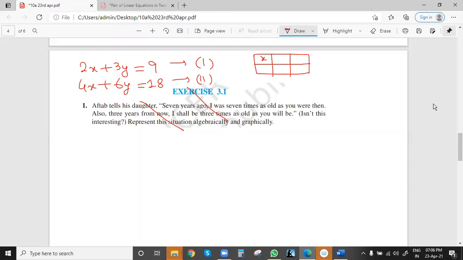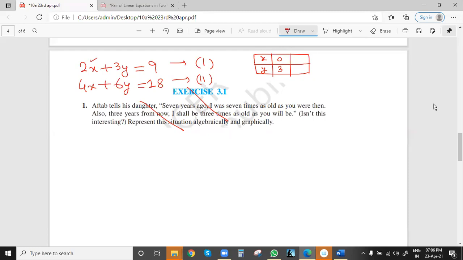So for the first one, x and y, let us take x value 0, because then this term will be 0. So 3y will be 9, so y will be 3. So if you take x as 0, y will be 3. Now take another x value. Try to take x in such a way that you get integer y values. Both x and y should be integers, then plotting and drawing the graph is much easier.